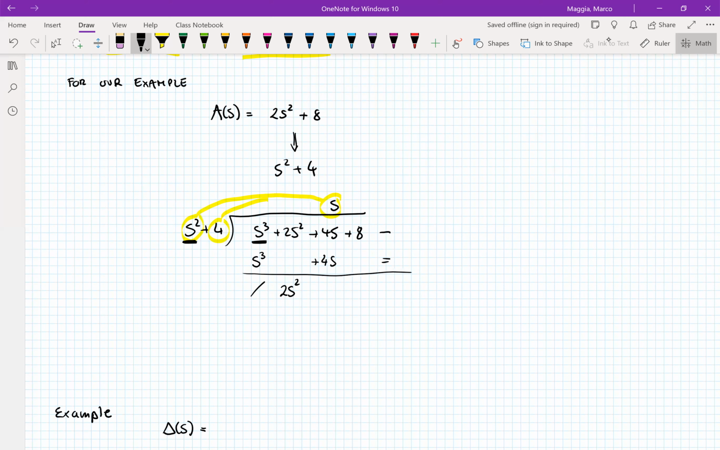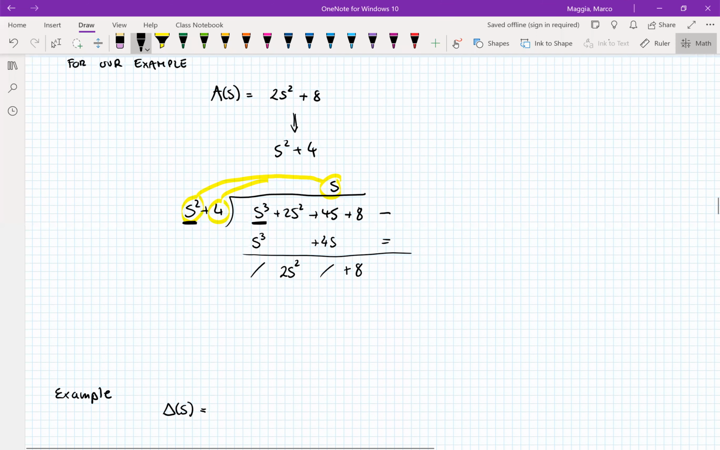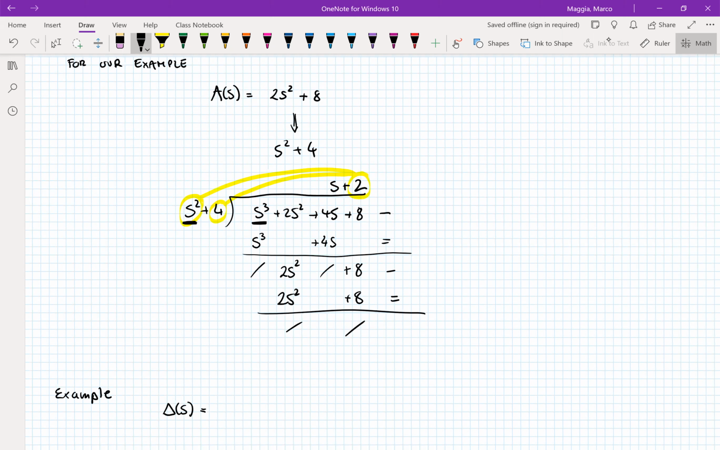So you have 2s squared plus 8. And then you repeat that. Once again, you take 2s squared divided by s squared, and this gives you 2. So we have s plus 2. And now you take 2 times s squared and 2 times 4, so 2s squared plus 8. You subtract these two and you find that you have no remainder. And that's what you need to find.